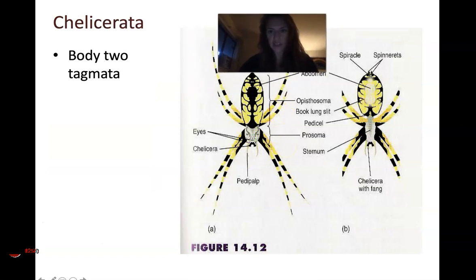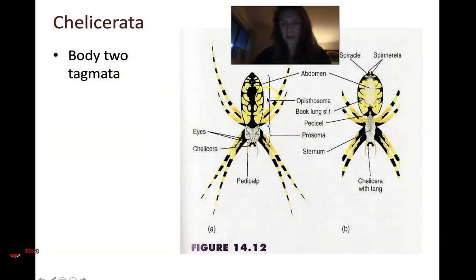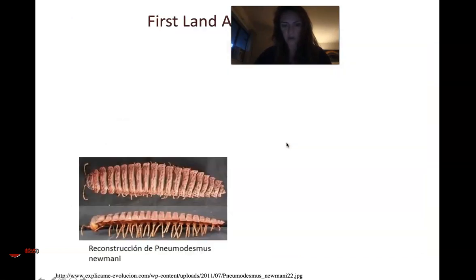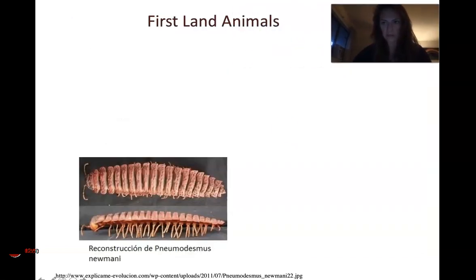And chelicerates have two body tagmata, okay? So they have two major regions of specialization in their bodies, the cephalothorax and the abdomen, okay? And then they also have a pair of chelicerae, which Chelicerata is named for, which are these pinchers at the front, okay? And they have these pedipalps which help them get food into their mouth as well.